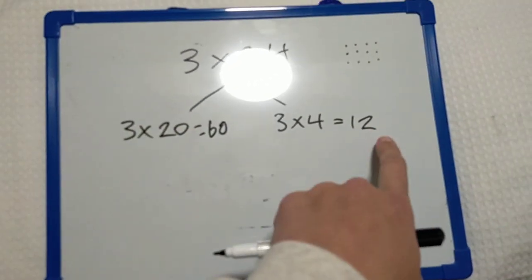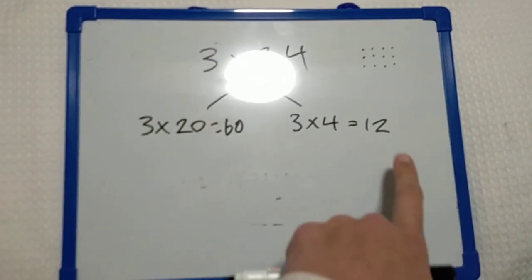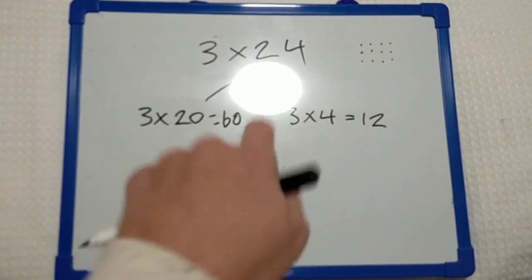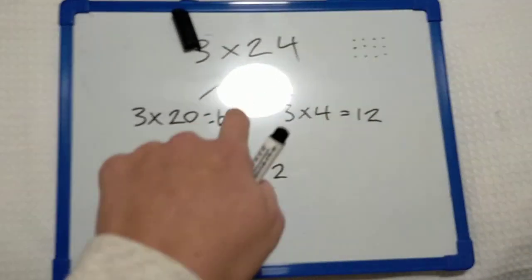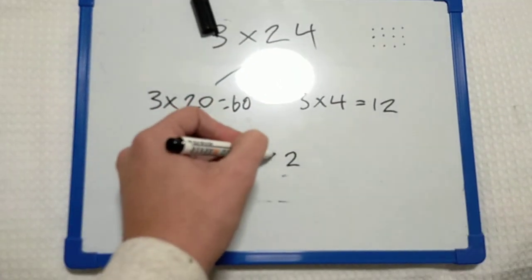So let's have a look at the ones first this time. That might be the way you choose to do it. 2 plus 0 is 2. And now I've got 10 and 60 equals 70.